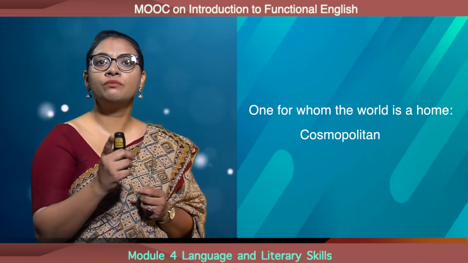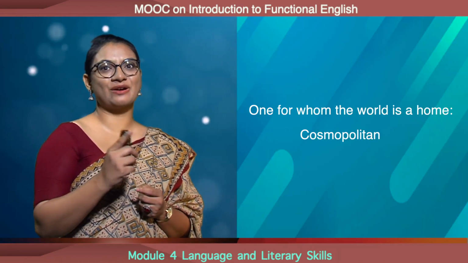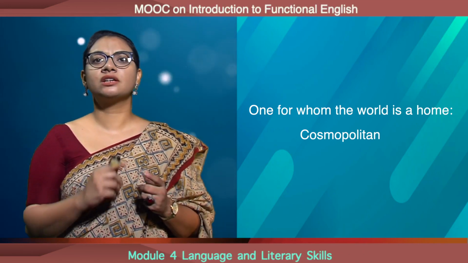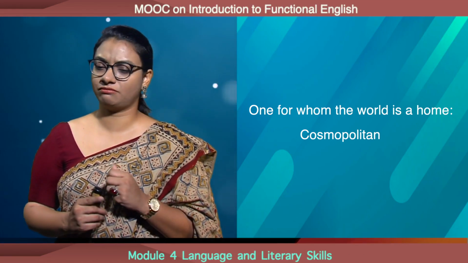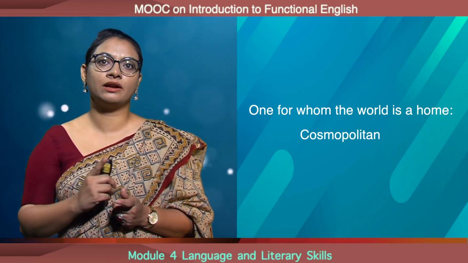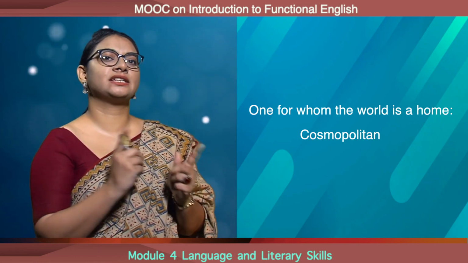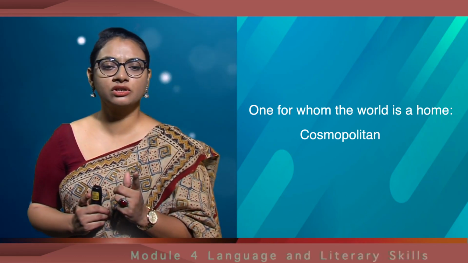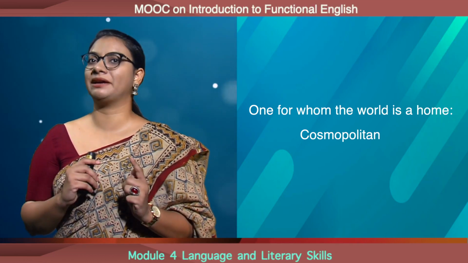One, for whom the world is a home. He's called the cosmopolitan. This is a very frequent word that we use, but we get confused with the idea of a metropolitan. Metropolitan is basically the cities that are in tier 1 with certain modes and types of development. But cosmopolitan is not that. They are more democratic, more modern, and more open-minded.